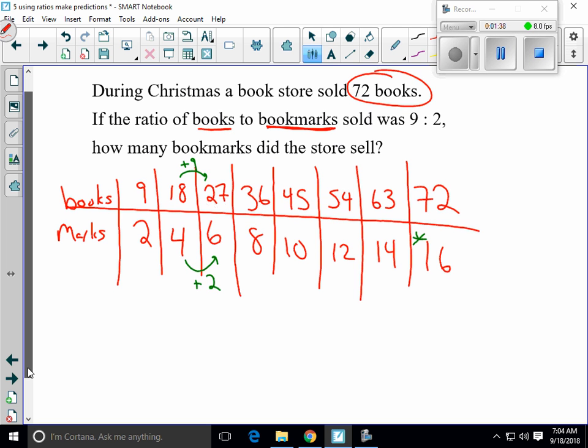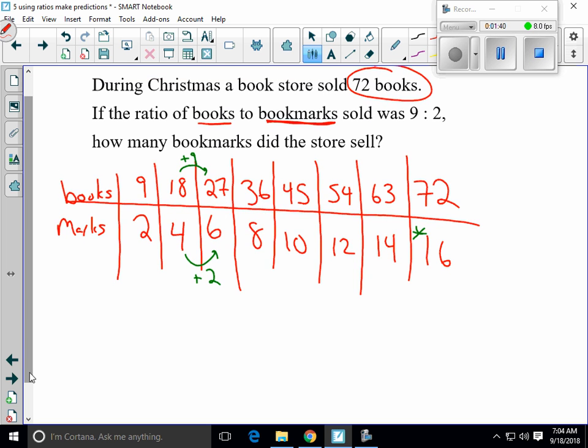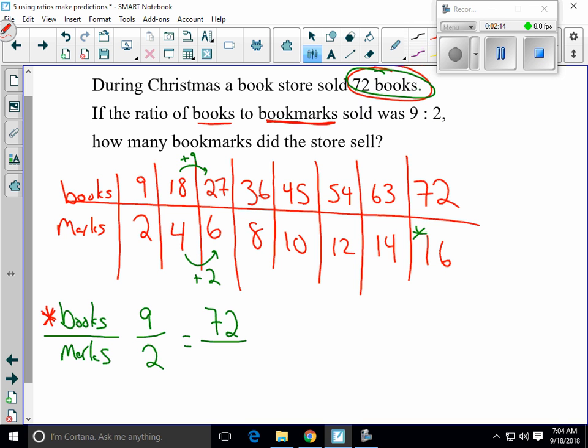But I want to show you a way that I think is a little bit shorter. We're comparing a ratio of books to bookmarks, so I'm going to write that ratio. Books to bookmarks, and a ratio of 9 books to 2 bookmarks. Then they give me more information. They said I sold 72 books. So the 72, the books, I'm going to put as my next numerator, because over here on the side, I said that I'm going to put books on top as my numerator.